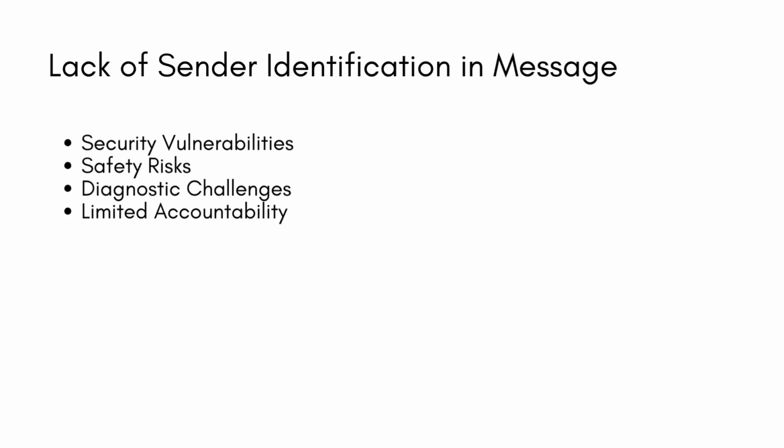Another critical security issue with CAN is the lack of sender identification within messages. This means any device can send a message without revealing its identity. This lack of information leads to several problems. First, it creates a vulnerability where malicious actors can spoof messages, pretending to be a legitimate device. This can cause unintended actions in the vehicle, potentially leading to safety hazards. Additionally, it makes troubleshooting difficult as it's challenging to pinpoint the source of a problem. Furthermore, without knowing the sender, it's difficult to hold anyone accountable for a security breach.